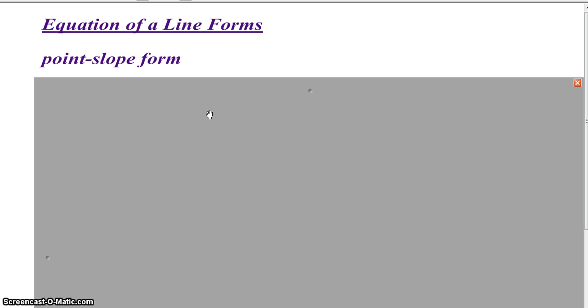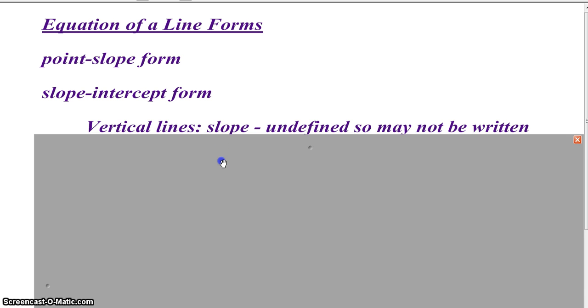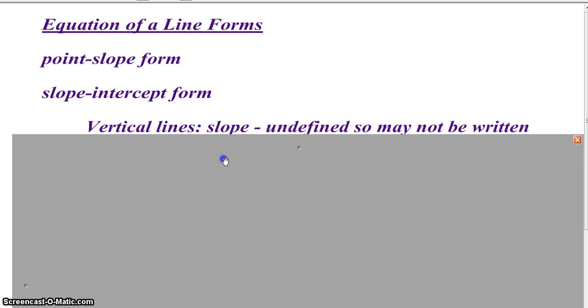The other most favorite and familiar form is what? Yep, slope-intercept form. Okay, there are other forms. Can you think of the form where we just have ax plus by equals c? What do we call that form? Yep, standard form. So, remember that when we're dealing with vertical and horizontal lines, they're kind of special cases, huh?